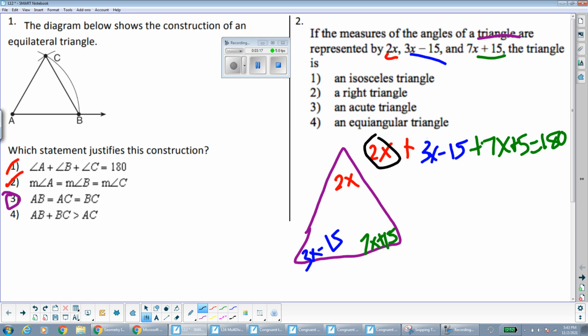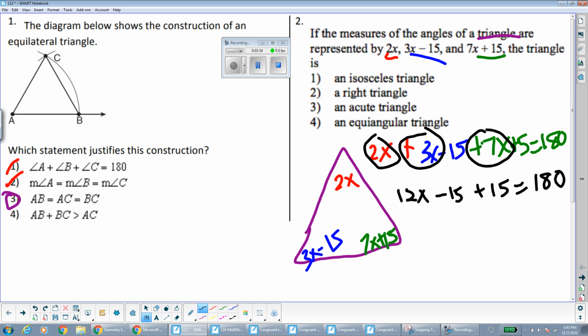Let's combine the like terms first. We have 2x, 3x, and 7x. 2x plus 3x is 5x, plus 7x is 12x. So we have 12x minus 15 plus 15 is equal to 180 degrees. Combining the last 2 like terms, negative 15 and positive 15 cancel each other out, that's 0. So we're just left with 12x is equal to 180.